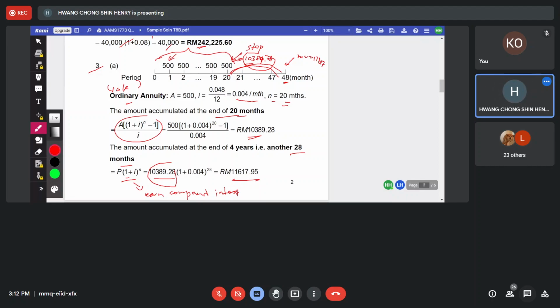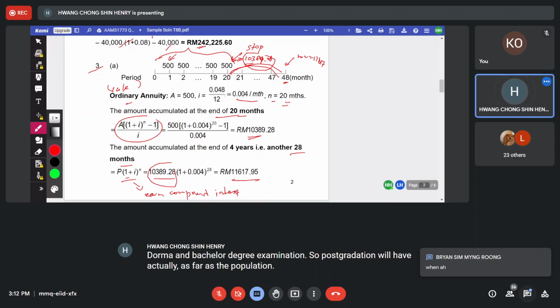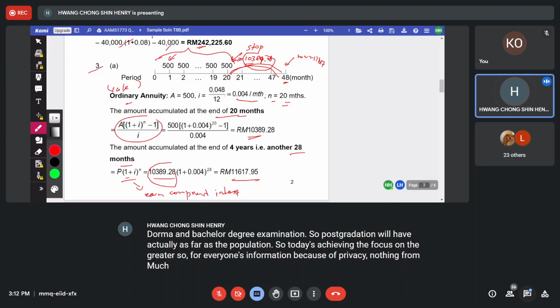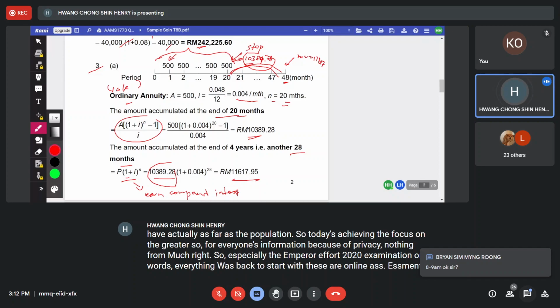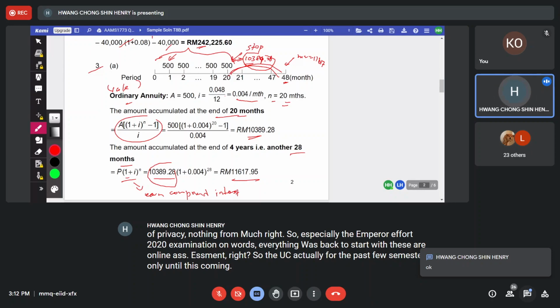Diploma and bachelor degree examination. So postgraduate will have another date as far as the foundation. So today's meeting will focus on the undergrad. For everyone's information, starting from March, especially the April 2020 examination onwards, everything was back to online assessment. The UC conducted this online assessment for the past few semesters, only until this coming semester, where we're going to continue with the physical examination again.